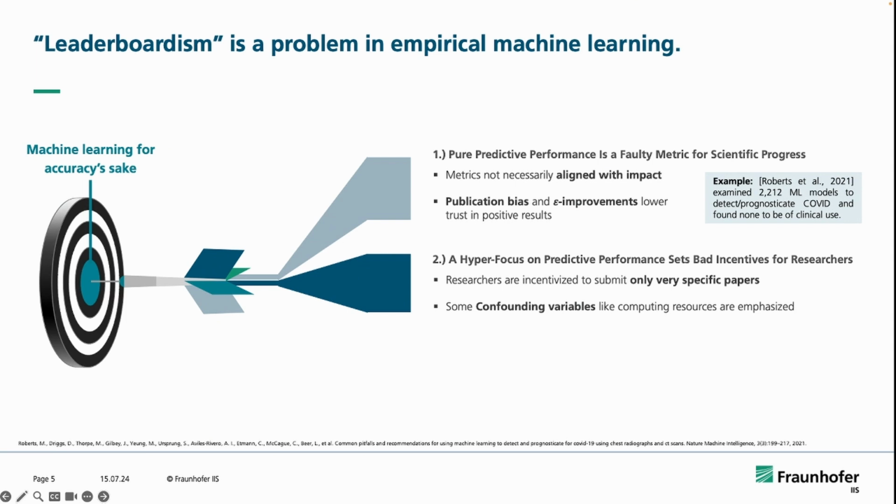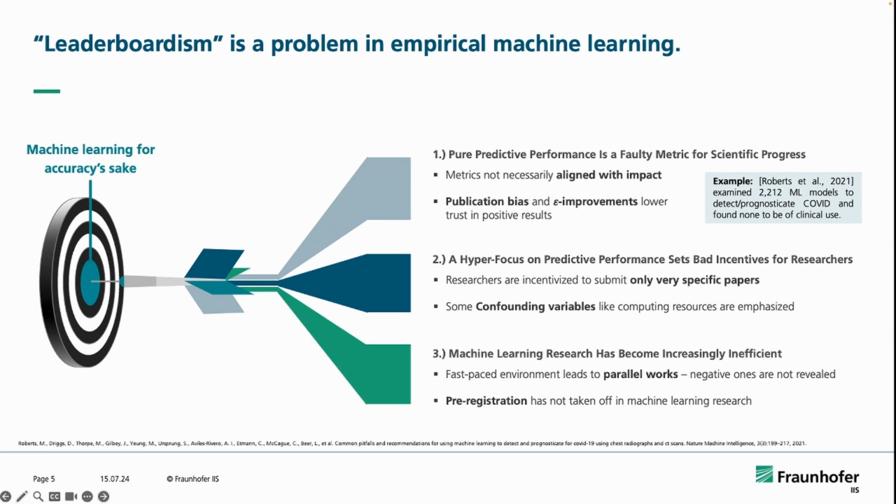It also emphasizes some of the confounding variables involved in research, like for example, in some subfields of machine learning, you're really only able to beat the state of the art with a good amount of computing resources. Finally, we believe that due to this current state, machine learning research has become increasingly inefficient.